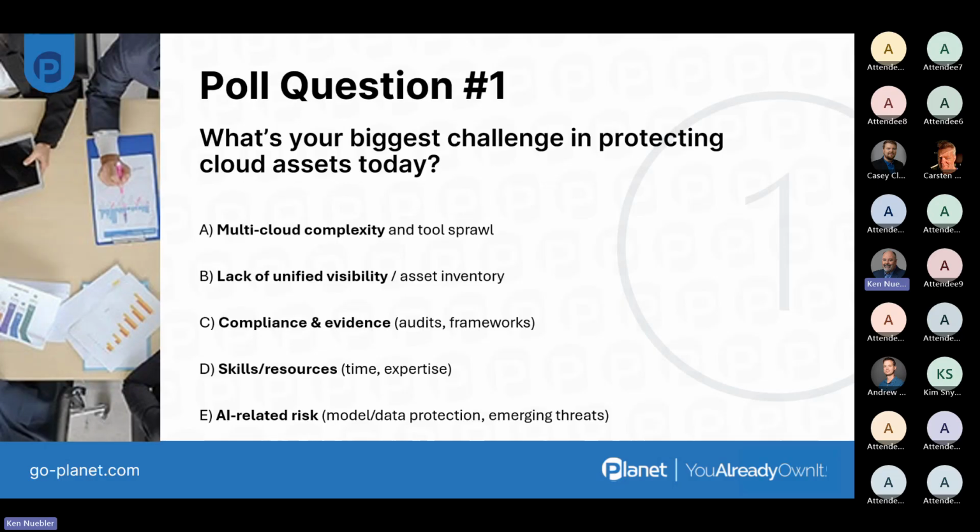As always, we like to start off with an anonymous poll. So we'd love to know what your biggest challenge is in protecting cloud assets today. Is it that you have multi-cloud complexity and a lot of tool sprawl? I've heard the average organization has over 10 security products to try to manage this. Is it a lack of unified visibility in asset and inventory? Is it compliance and evidence, skill resources, AI-related risk? We just love to hear what your background is on these topics. And again, this is all anonymous, so please put your questions in the chat window. We'll go over them at the end of the session.